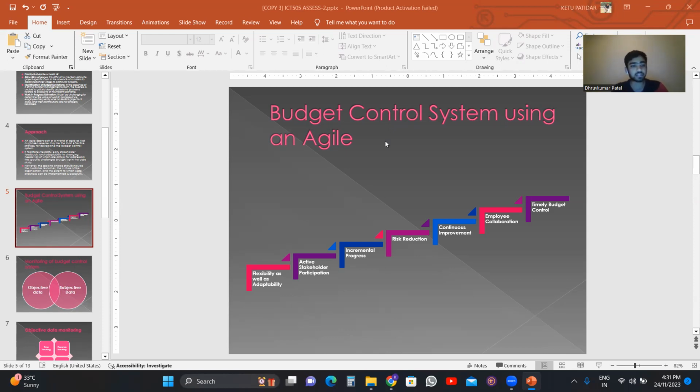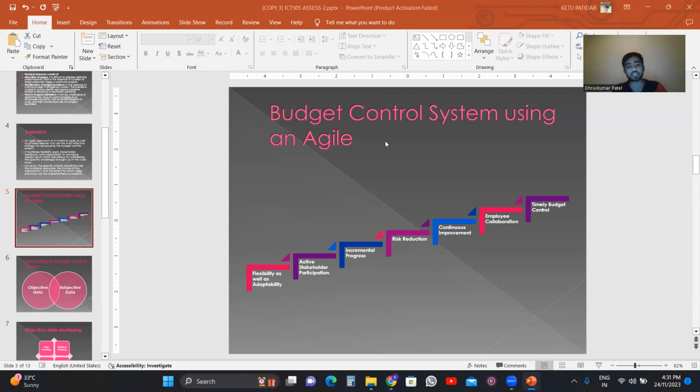In this session, I will cover flexibility and adaptability, active stakeholders participation, incremental progress, risk reduction, continuous improvement, employee collaboration, and timely budget control. First of all, I will talk about flexibility and adaptability.